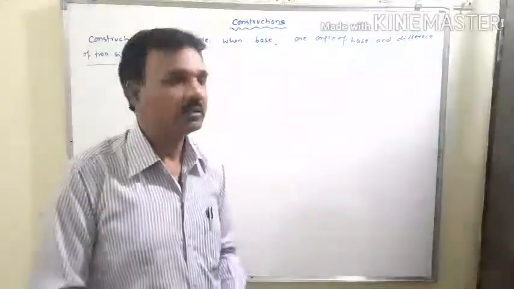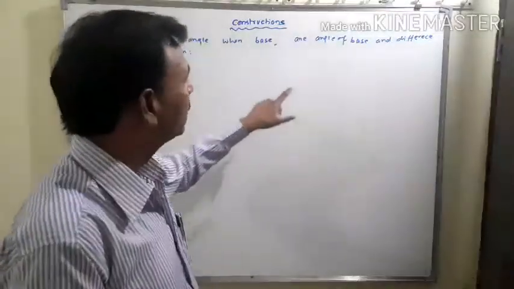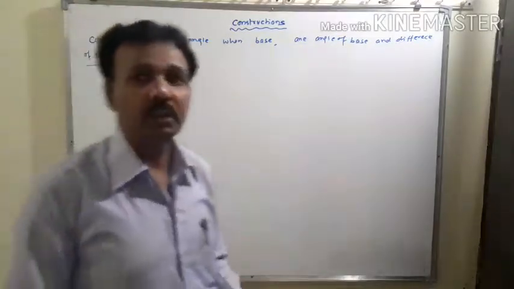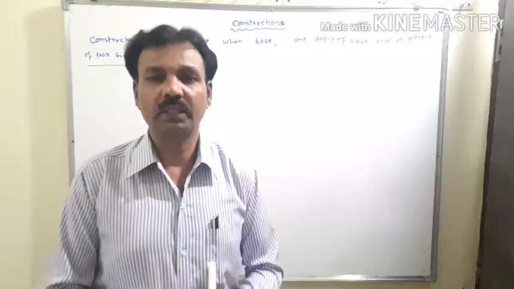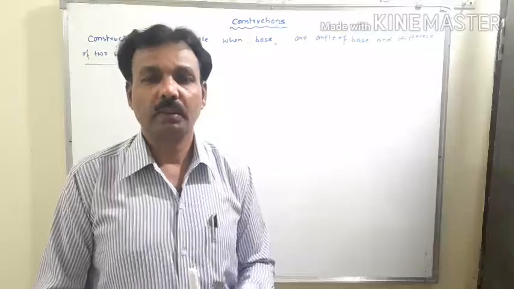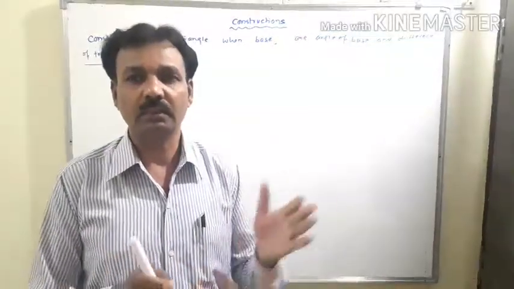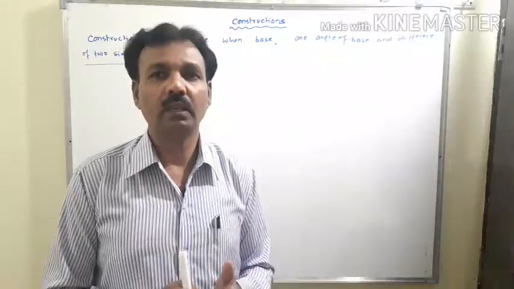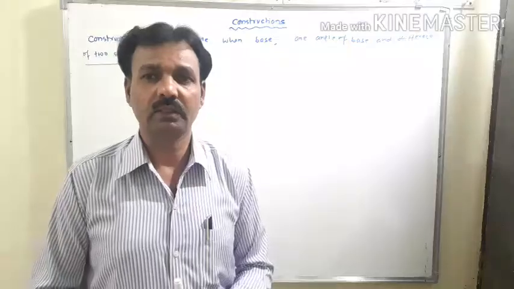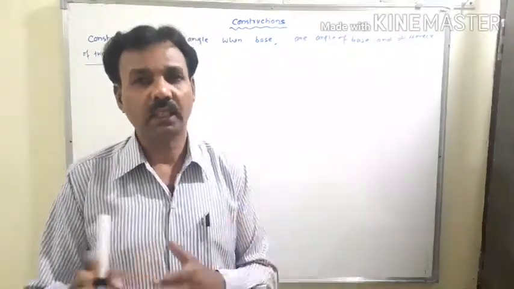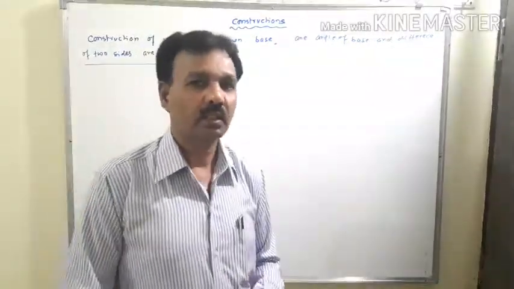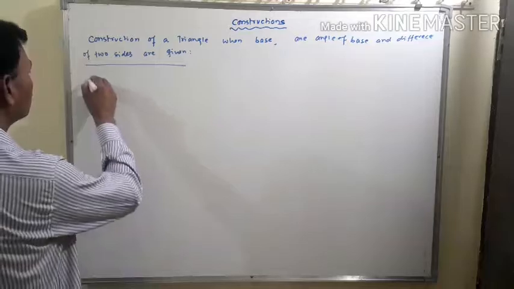There are two cases that arise here. First is the difference of two sides. Suppose in triangle ABC, base BC is given, angle B is also given, but only the difference of the two remaining sides, AB and AC, is given. That means two cases arise: first, when AB is greater than AC, and another, when AB is less than AC.